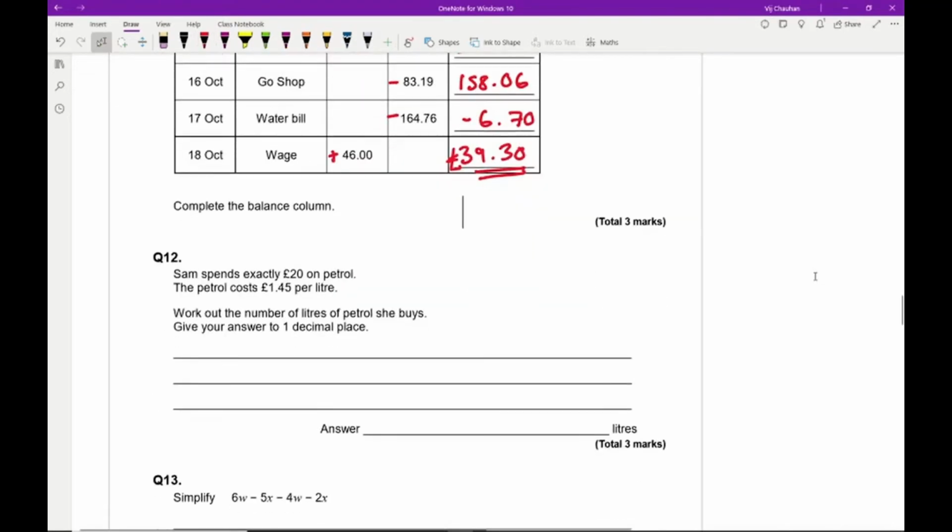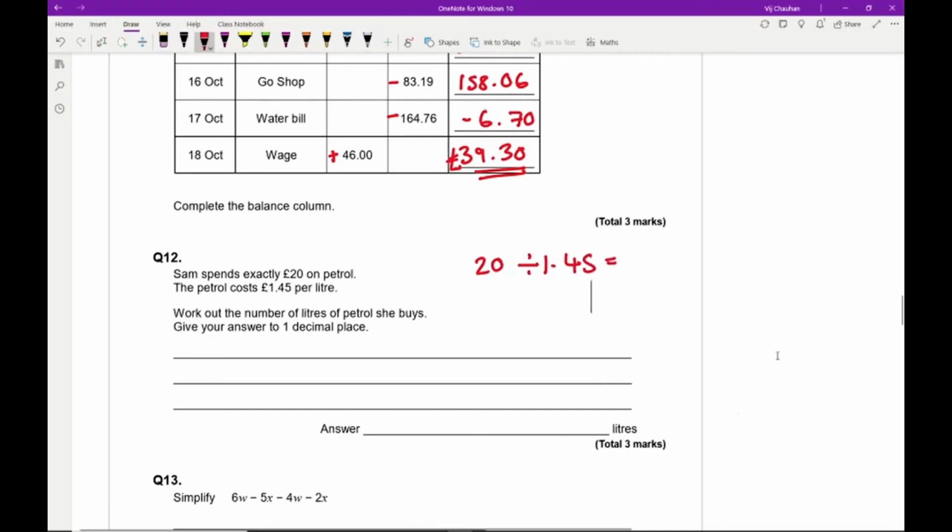Moving on to question 12. So it says Sam spends £20 on petrol. Petrol costs £1.45 per litre. Sounds about right. Work out the number of litres of petrol she buys. Give your answer to one decimal place. So for this, what we need to do is 20 divided by 1.45.